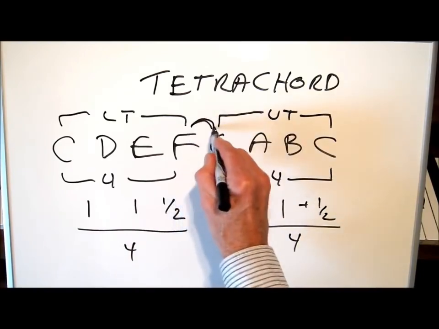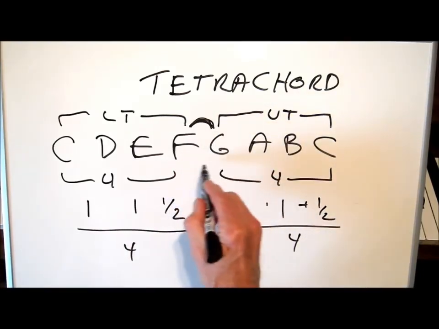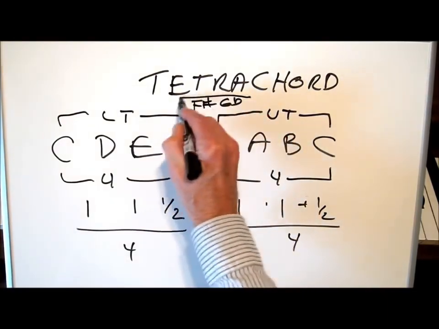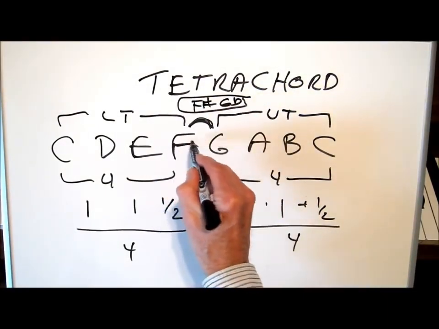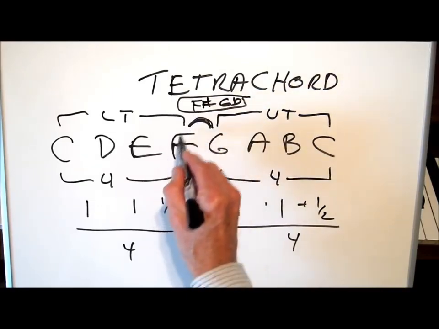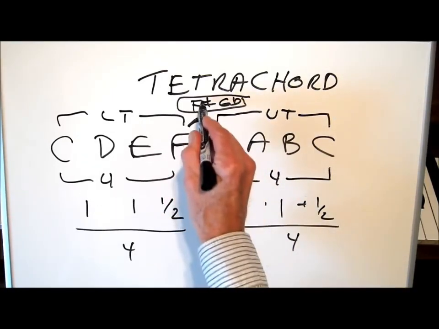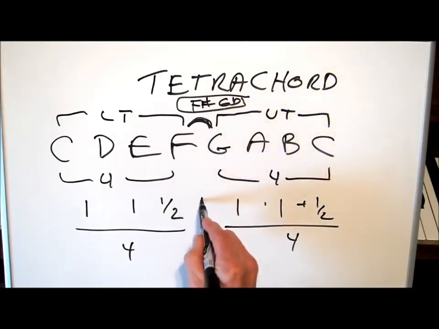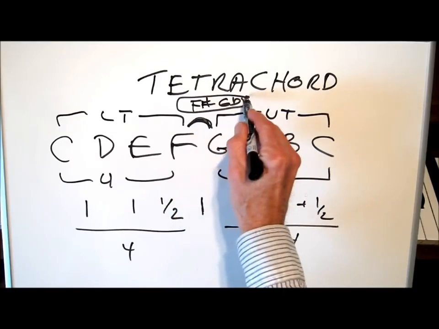Now what is this bridge or this gap? Well, it's actually a note there, and it's an F sharp, or it could be looked at as a G flat. So it's a half step up to the F sharp from the F, and then another half step up from the F sharp to the G, so it creates a whole step there.